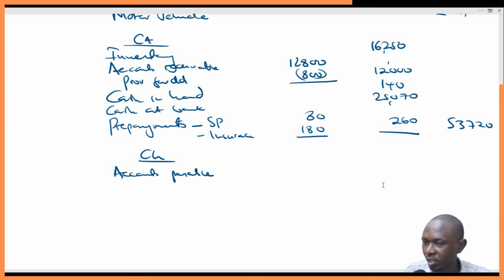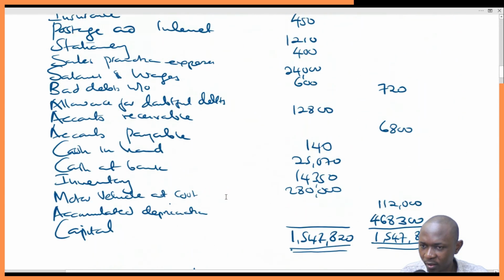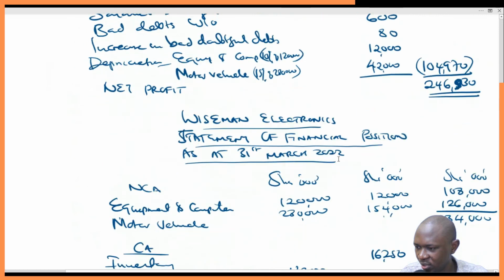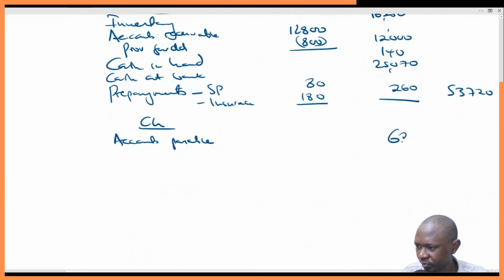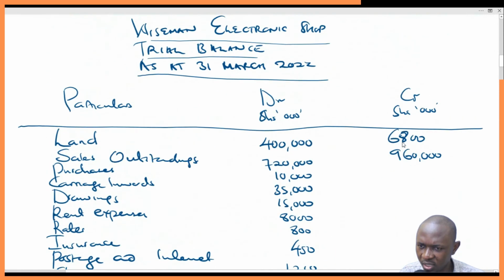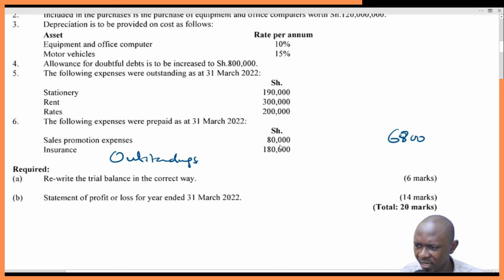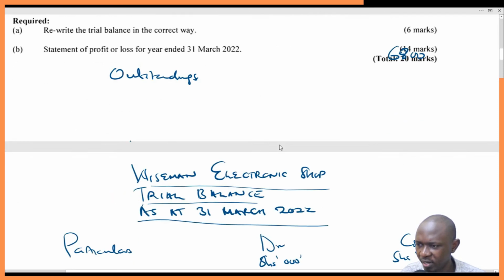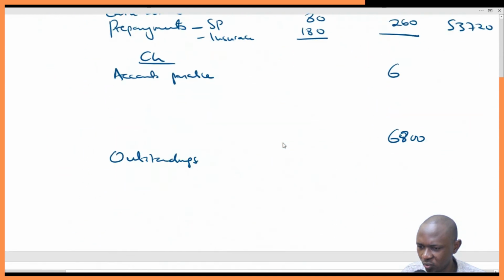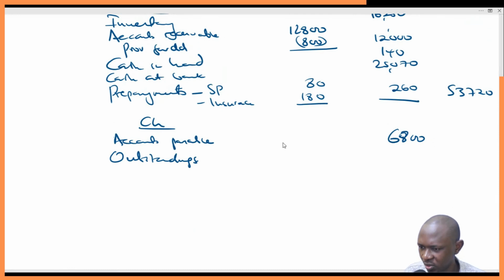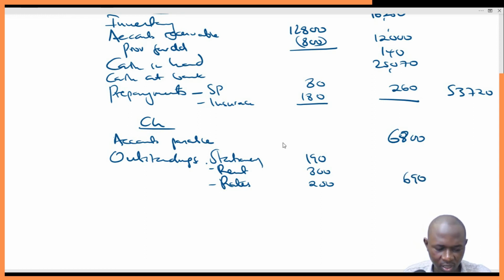The accounts payable figure is 6,800. And of course we have the outstandings. Outstanding figures are in the additional information. So let's pick all the outstandings. We have stationery, rent and rates, 190, 300 and 200. So we pick them as they are. This gives us 690.